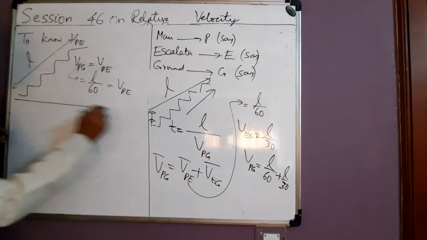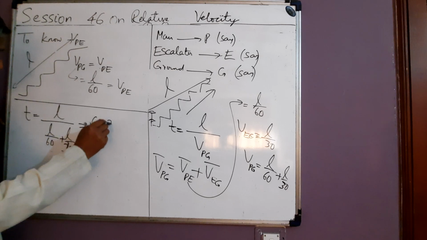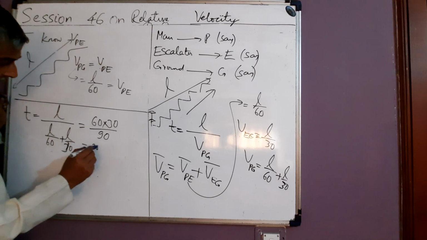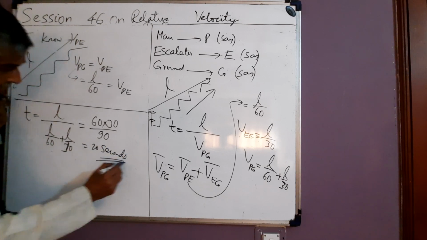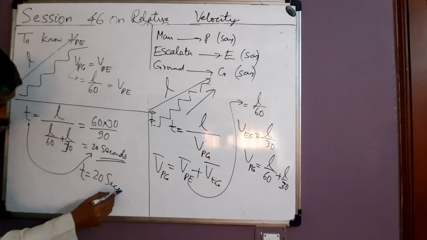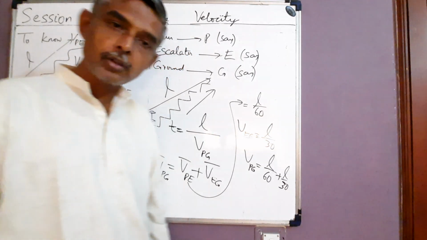Then we get the required time. So T will be equal to L by VPG. VPG becomes L by 60 plus L by 30. L goes away. This will become 60 into 30 by 90, so this will become 20 seconds. 20 seconds is the required answer. So the person will walk up the moving escalator in 20 seconds.